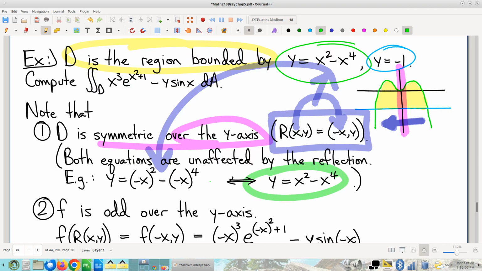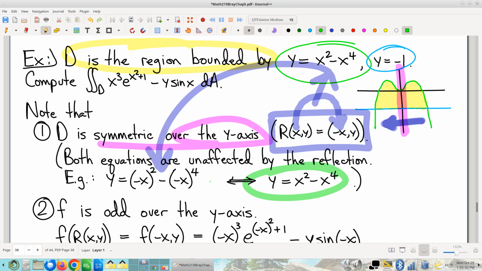So this curve is its own reflection over the y-axis, and pretty easy. You don't need any fancy algebra to persuade yourself that the blue line also is its own reflection, and it follows then that the region in question is symmetric. Everybody happy?